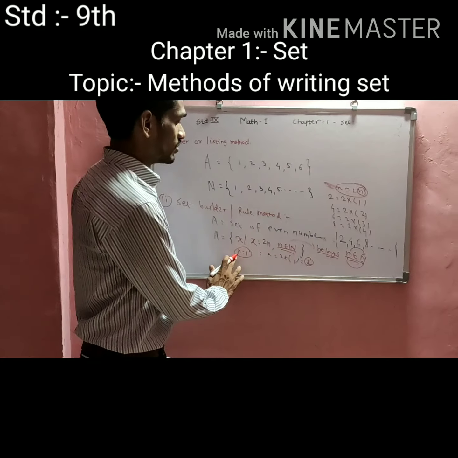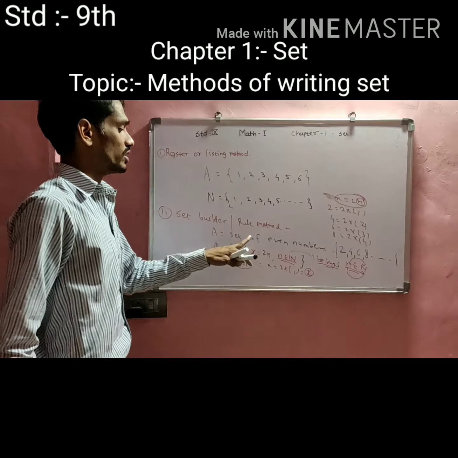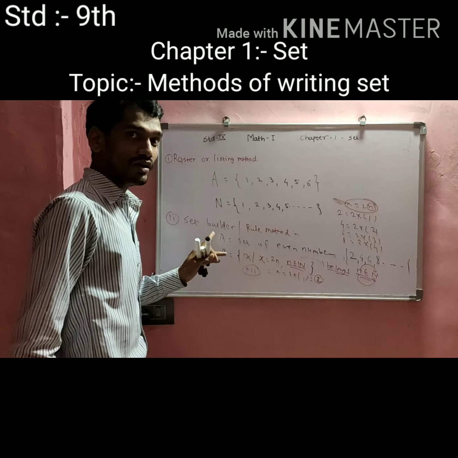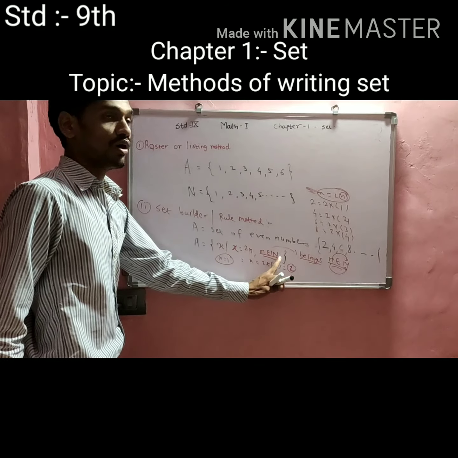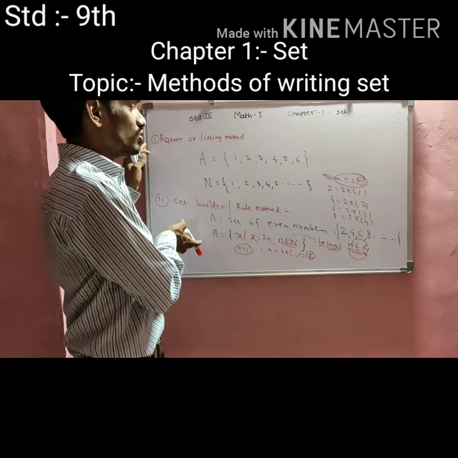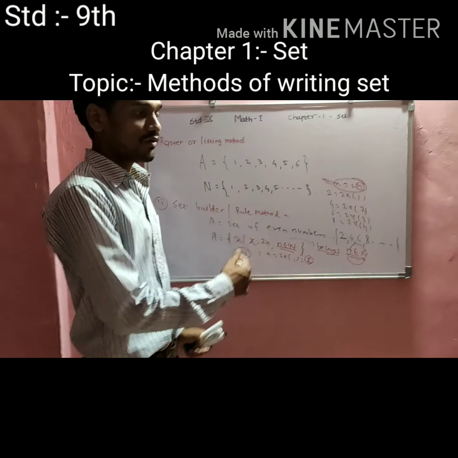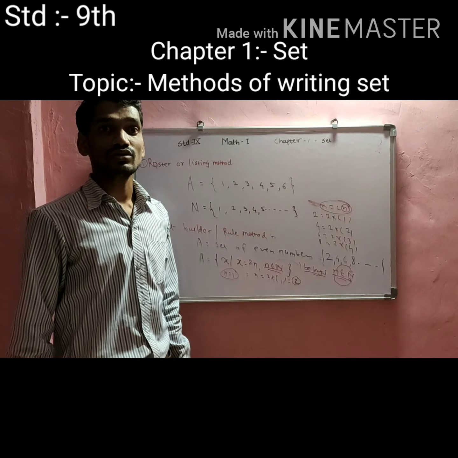Okay students. So same like that. So this is the way to write the set builder method. Again I will read it. Set of all x such that x is equal to 2n, n belongs to the natural numbers. Okay students. So this is the way to define the set. So we will move towards the example. Okay student.